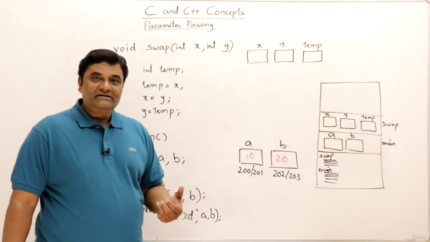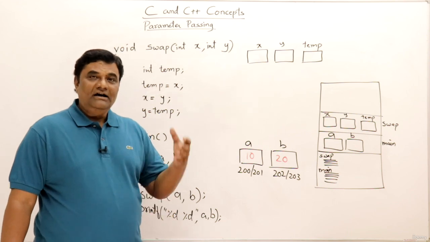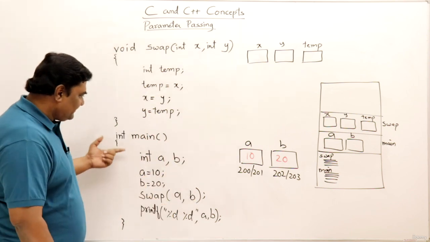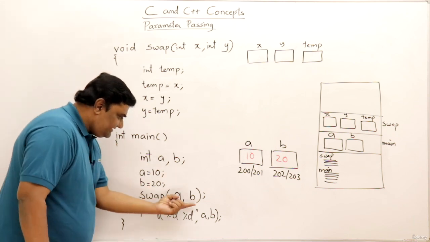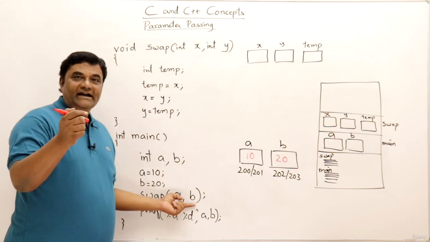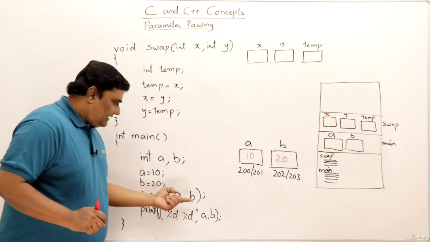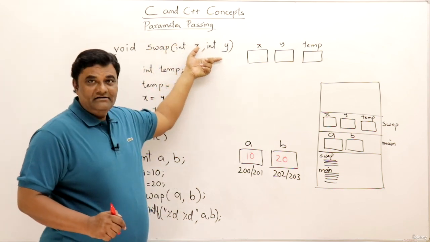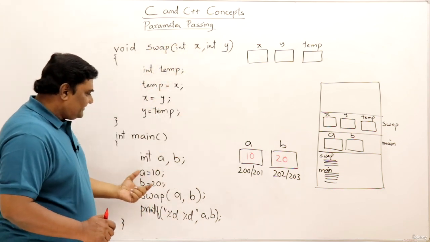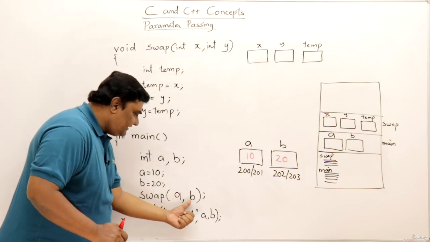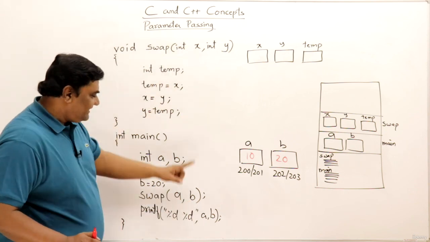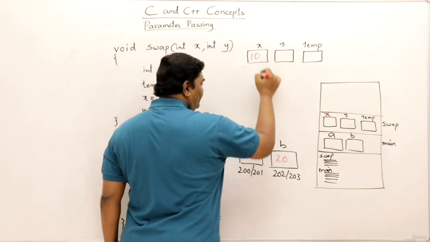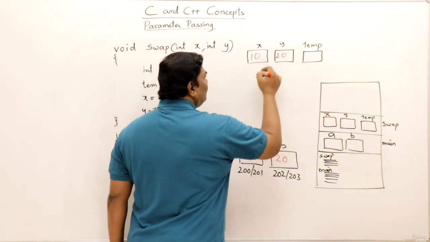Now let us understand call by value and its working. See here, the main function is passing these parameters. These are actual parameters, and these are formal parameters x and y. What happens when the function is called? The value of a is copied in x and the value of b is copied in y. So 10 is copied here and 20 is copied here.